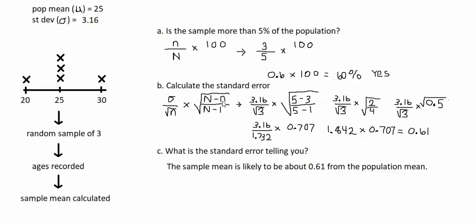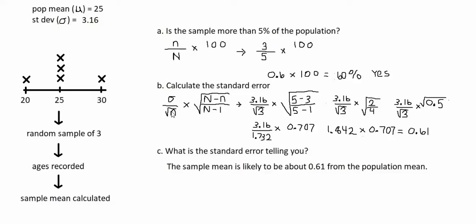If the sample wasn't more than 5% of the population, and if this answer had been no, then this second part would have been left out, and it would have just been the simple formula at the left.